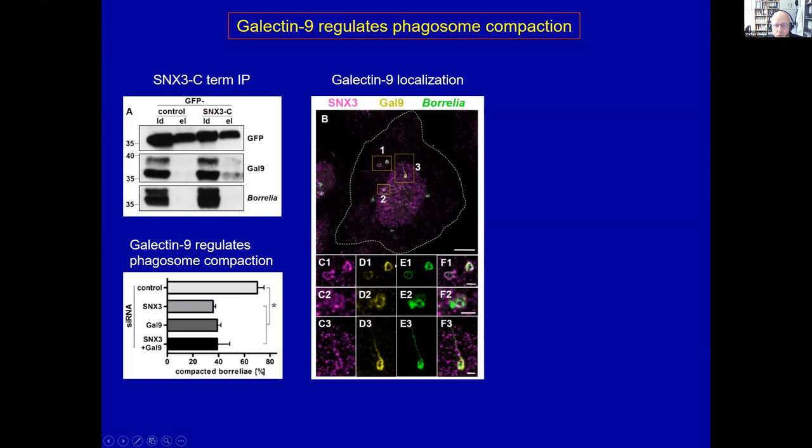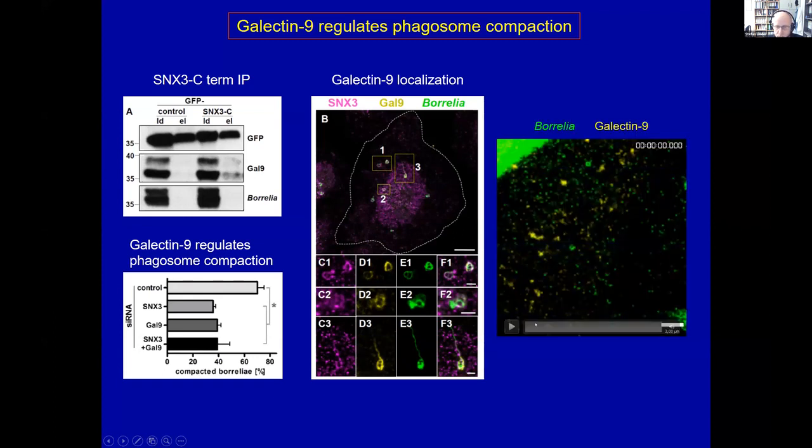And you have one macrophage with several uptake events of Borrelia, and all of these uptake events here in the single cell show that the phagosome for Borrelia is positive for Galectin-9. And at the same time, if you deplete Galectin-9 from these cells, you again get a reduction of 50% of compaction of these phagosomes. The same value you get for SNCS3, and actually if you deplete again SNCS3 together with Galectin-9, you have no additive effect, showing that both of these proteins work in the same pathway.